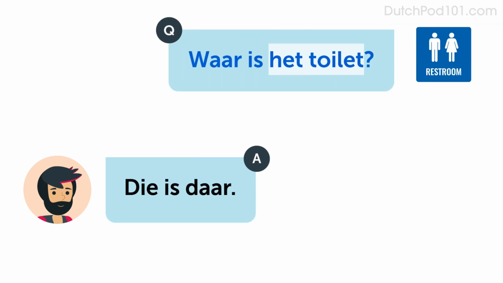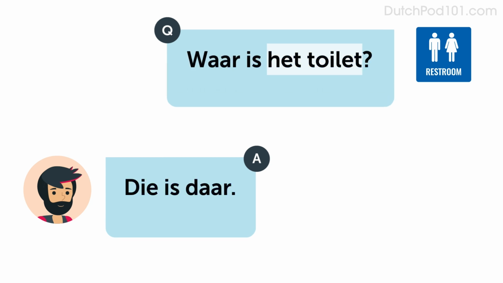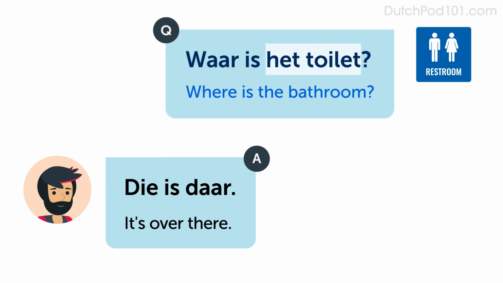Waar is het toilet? Die is daar. Where is the bathroom? Waar is het toilet? It's over there. Die is daar.